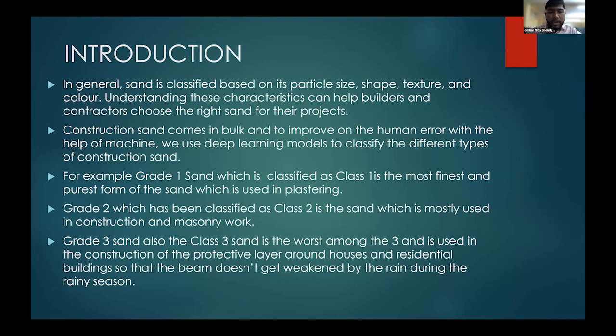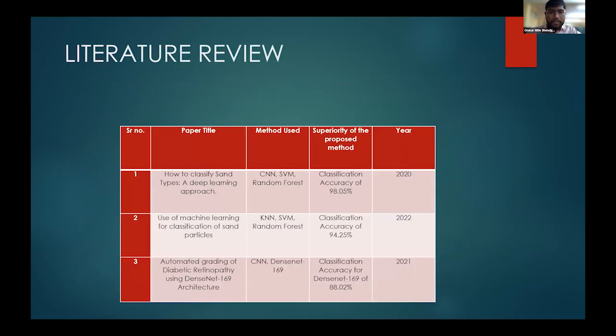Then there is grade 2 sand, which is also classified by our models as class 2 sand. It is mostly used in construction and masonry work. And grade 3 sand, which is the worst among all three, is used for the protective layer in houses and buildings and for different purposes, as this is the cheapest and worst sand, which we won't use in our plastering and everything. So this is the literature review for my research.